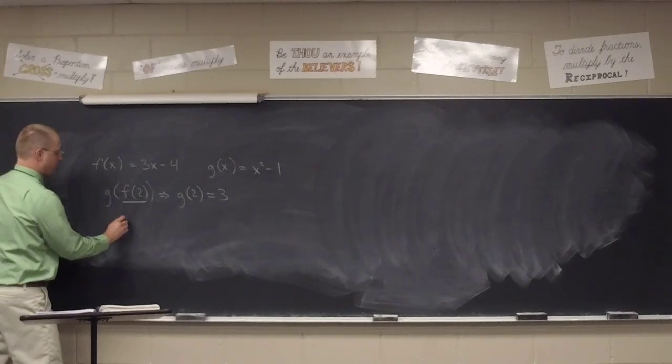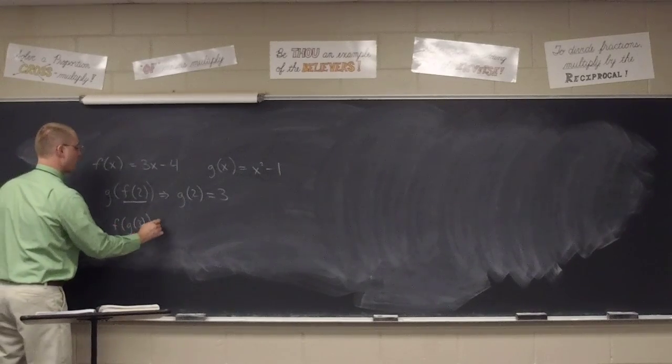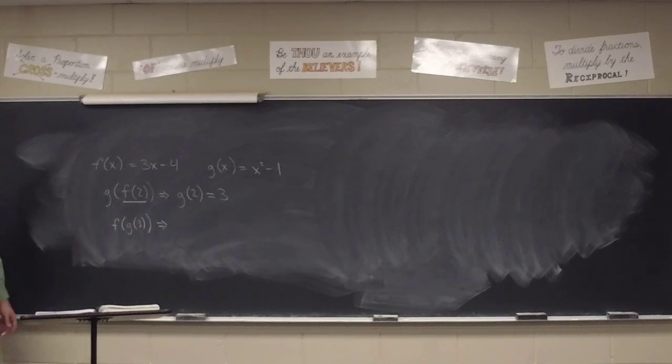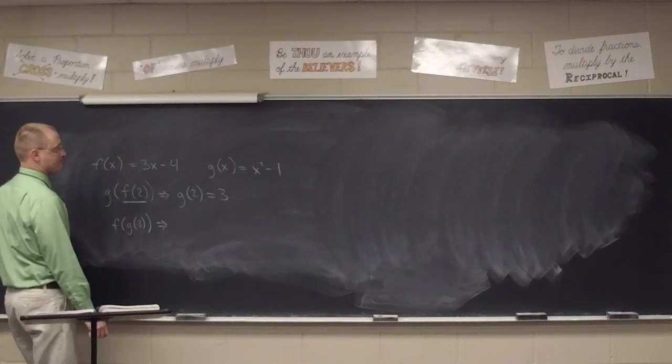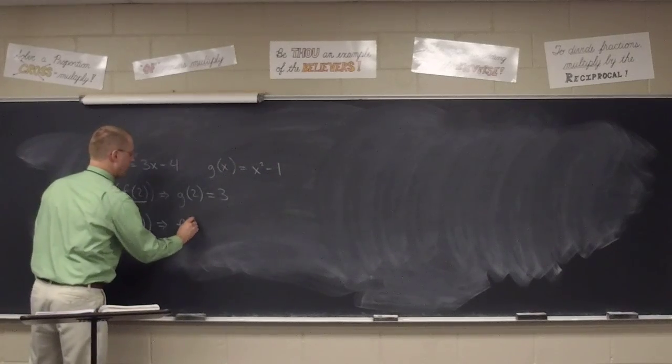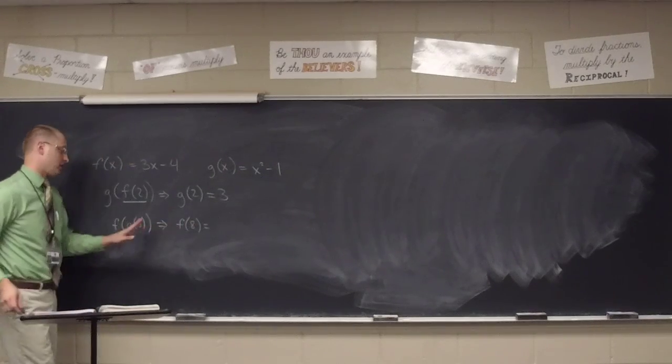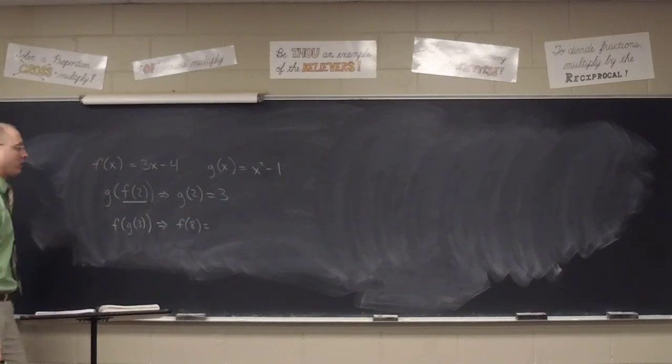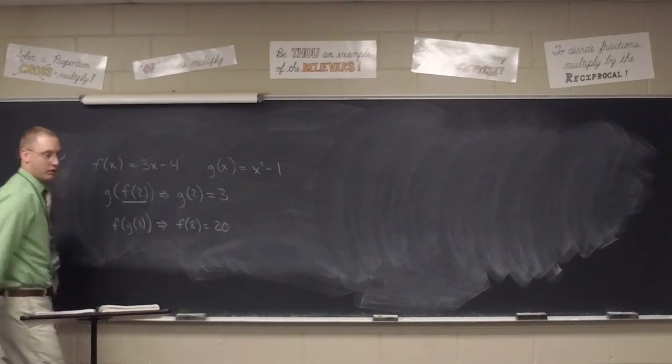What if I said I want you to find f of g of 3? We're going to start by finding g of 3. What is g of 3? 8. So I'm going to find f of 8, because 8 replaces g of 3. What's f of 8? 20. And there we go. Make sense?